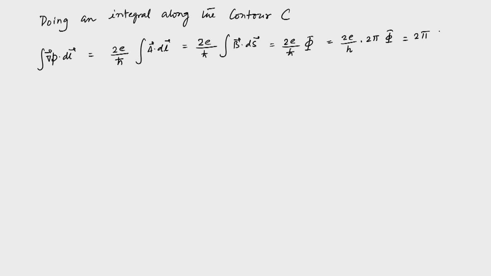So, this becomes 2 pi phi over phi 0, where phi 0 is the flux quantum. So, that tells you that delta phi, that is the value of the change in the phase going from A to B along the contour C, is nothing but a multiple of phi over phi 0.